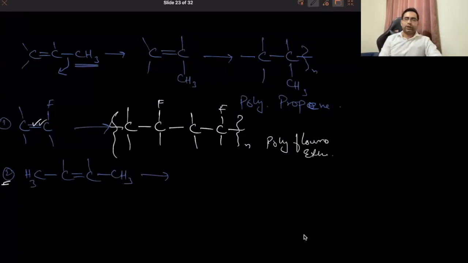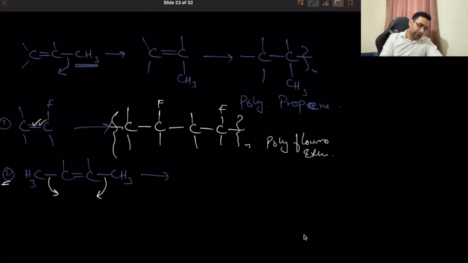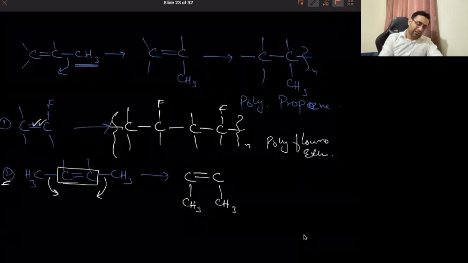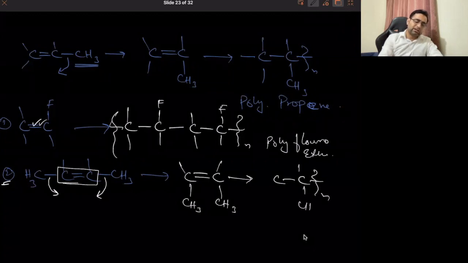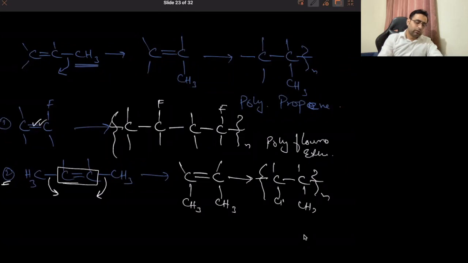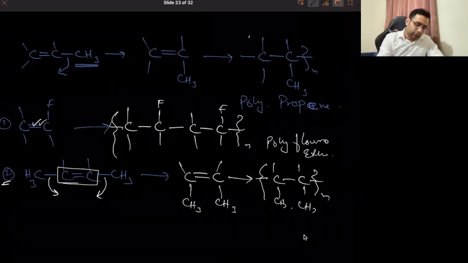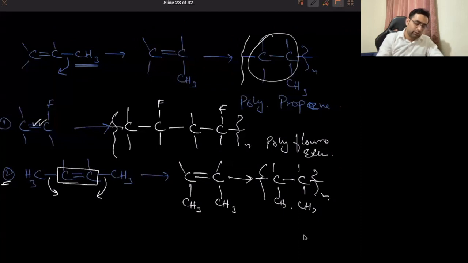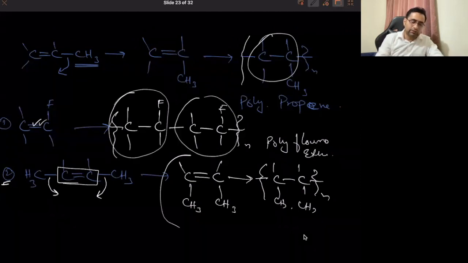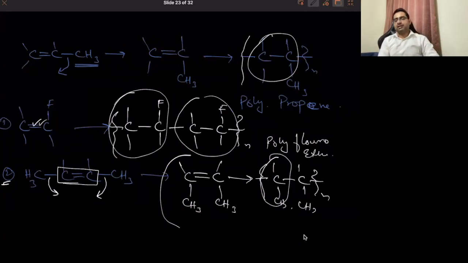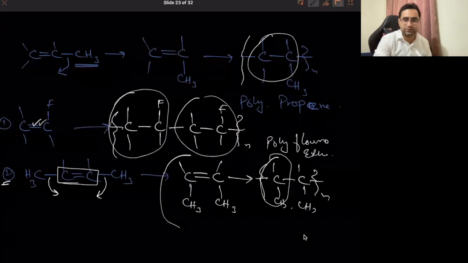Now this number two is quite tricky. You will rotate these two methyl groups which are present on the adjacent double covalent bonded carbons. So you will rotate them, and the double bond carbons will come to the terminals or the edges, and then you will convert them into a polymer. So this is polybutene. Now you can see in addition polymer, a carbon-carbon single bond is formed, carbon-carbon single bond is formed, carbon-carbon single bond is formed. That is known as addition polymer. So this is the difference between addition and condensation polymer.